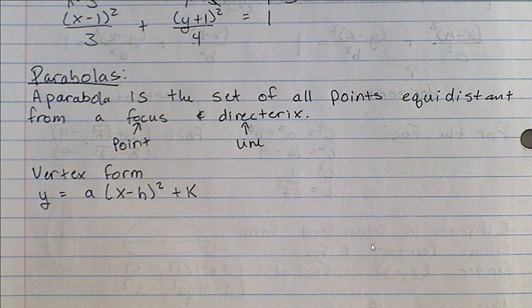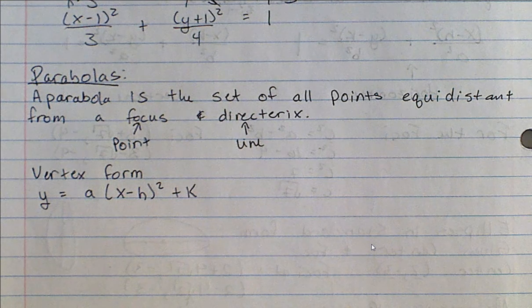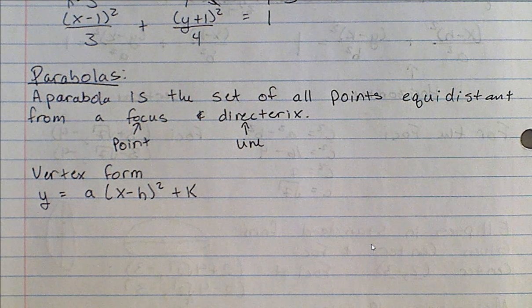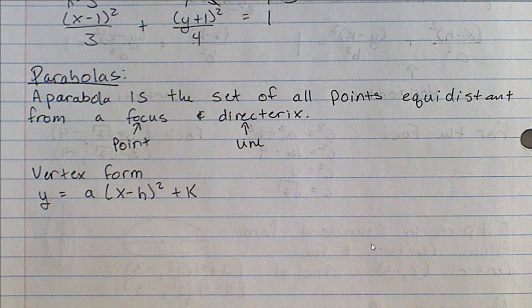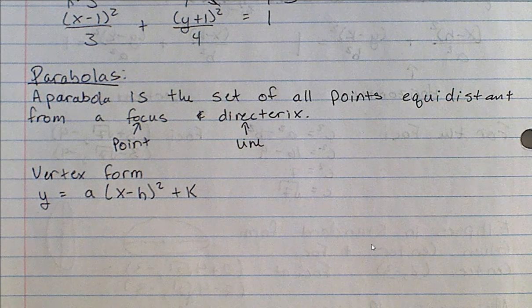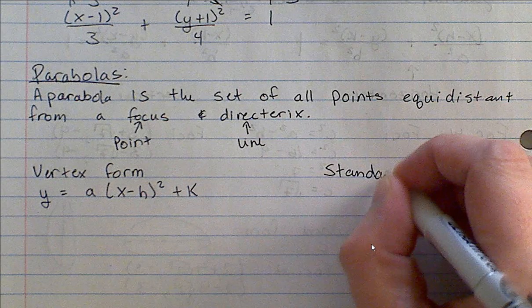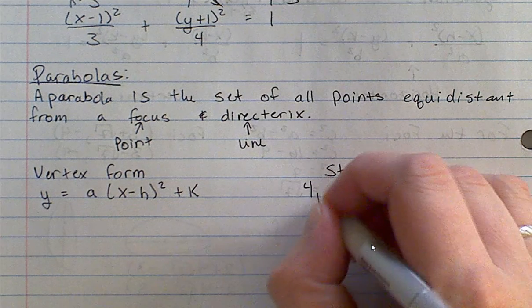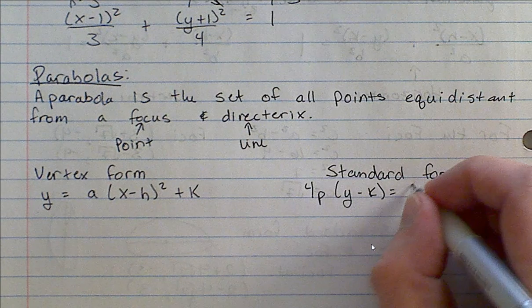And so the vertex tells you how much you need to move the regular parabola. Like on the warm-up, it was moving it right 4 and up 2 because it was x minus 4 quantity squared plus 2. In general, this is known as vertex form. You've also seen general form, where it's y equals x squared plus 2x plus 5. That's general form. And then today we're going to talk about standard form. And standard form is a little weird. So standard form looks like 4 times some number p times y minus k is equal to x minus h quantity squared.